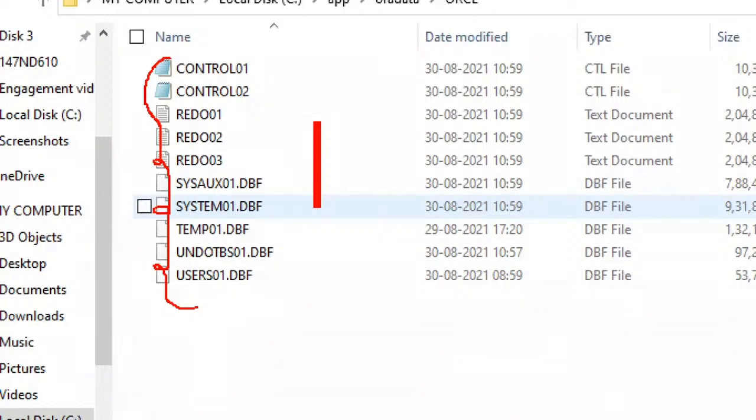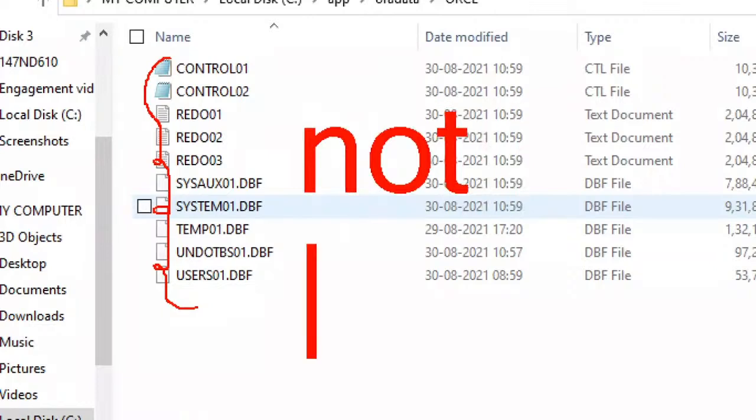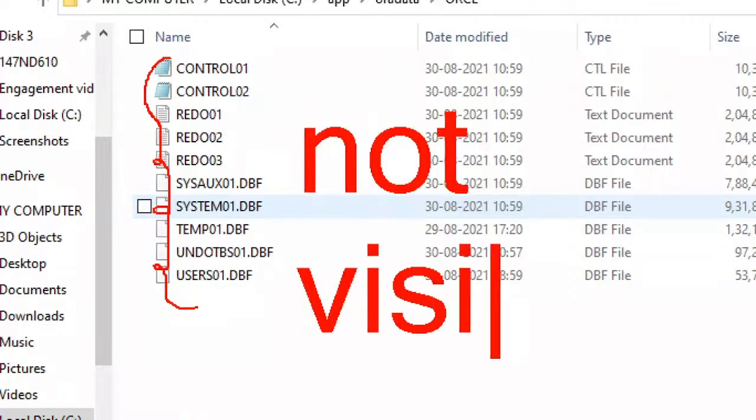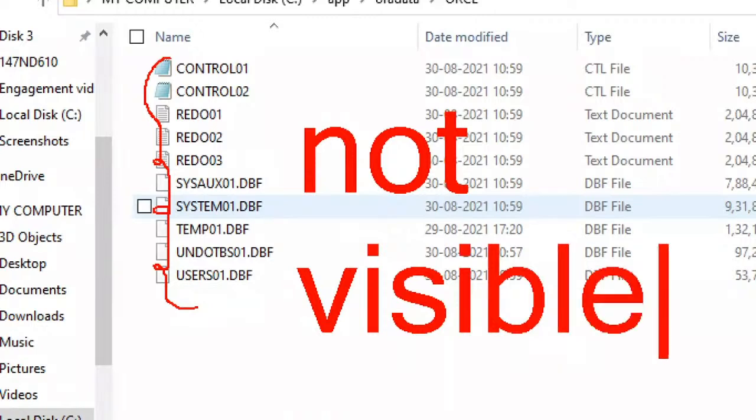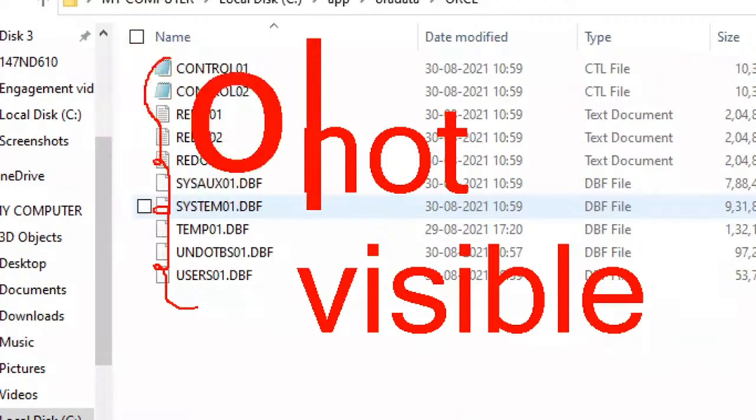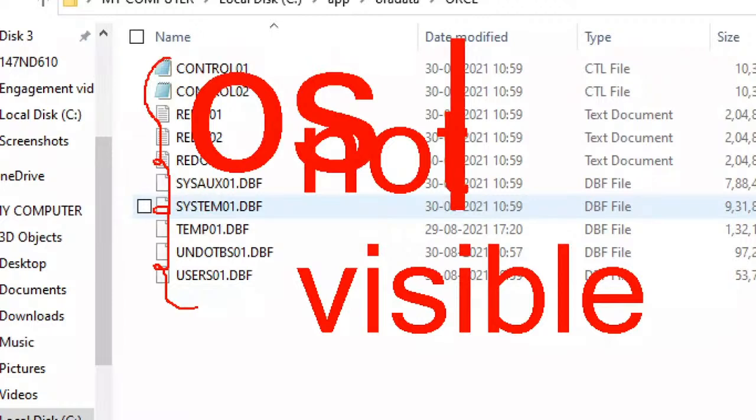But unfortunately, here, Z is the table I'm giving. Is that table visible in the operating system or not visible? Very good, not visible. You are observing, right? This is not visible. That's why a structure which is not visible in the operating system, OS, is called a logical structure.